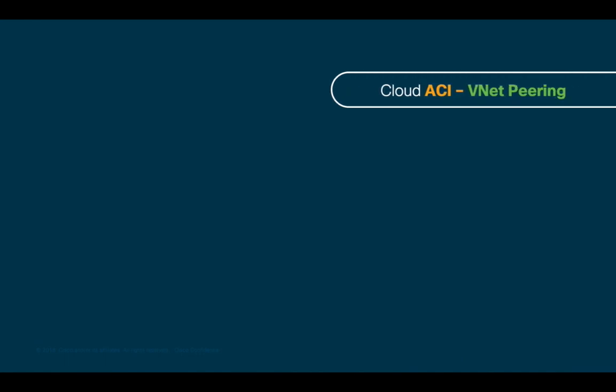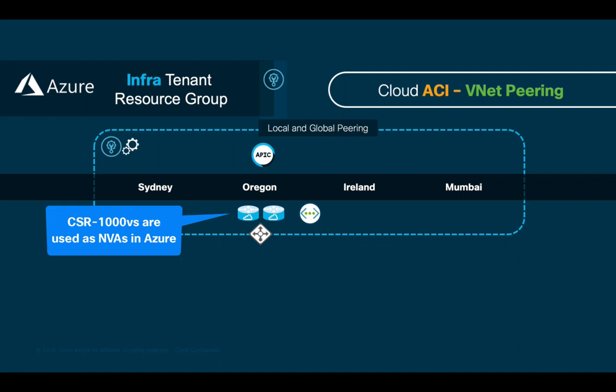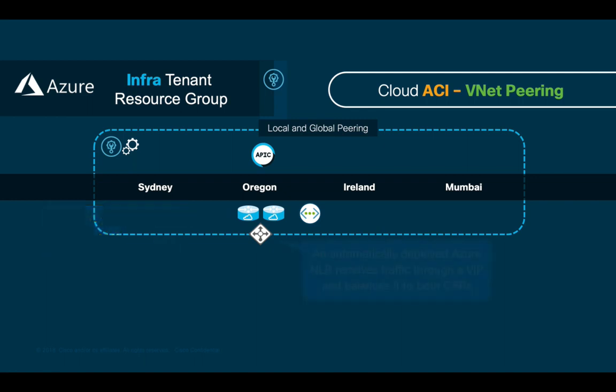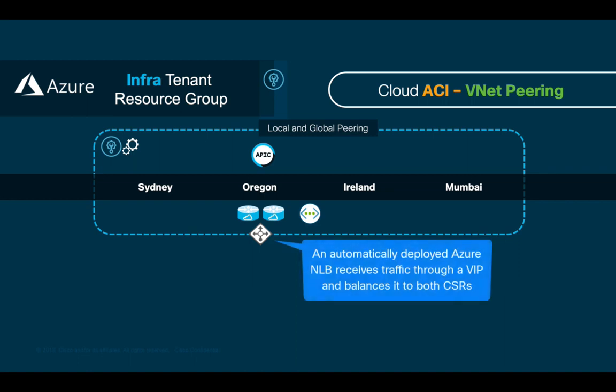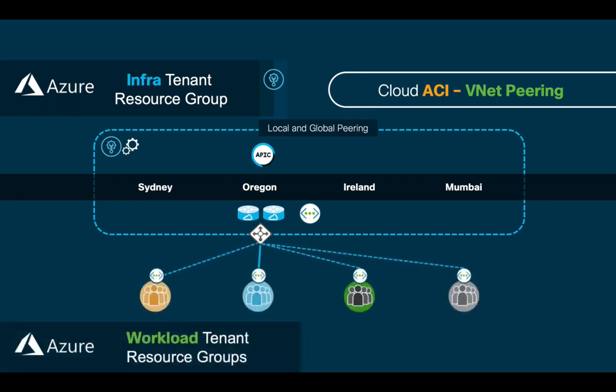This model requires a Network Virtual Appliance, or NVA, to perform spoke-to-spoke routing, and that is why a pair of CSR 1000Vs routers are automatically deployed in the infra resource group, along with an Azure Network Load Balancer, performing both load balancing and failover. This means that the different spoke tenants with their VRFs or VNets will peer against the infra tenant VNet and will use the Network Load Balancer VIP, representing both CSRs as the hub, to communicate to other tenants.